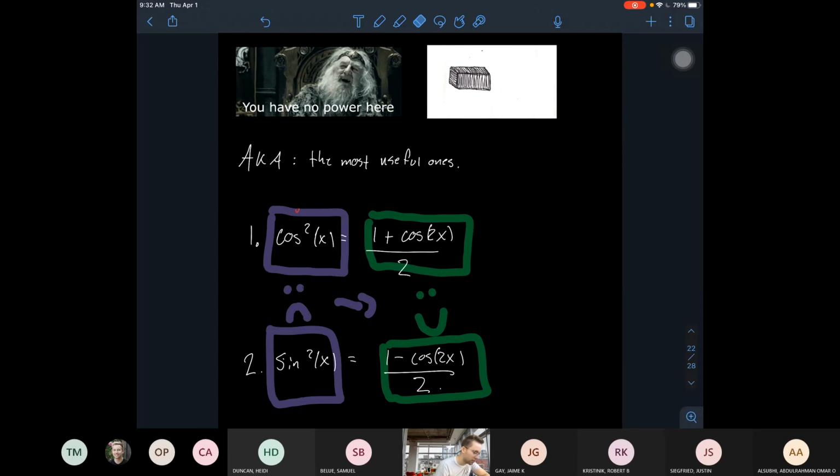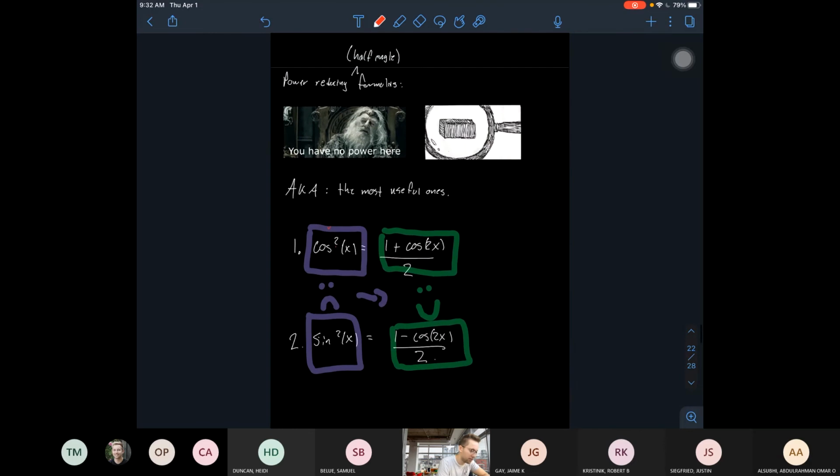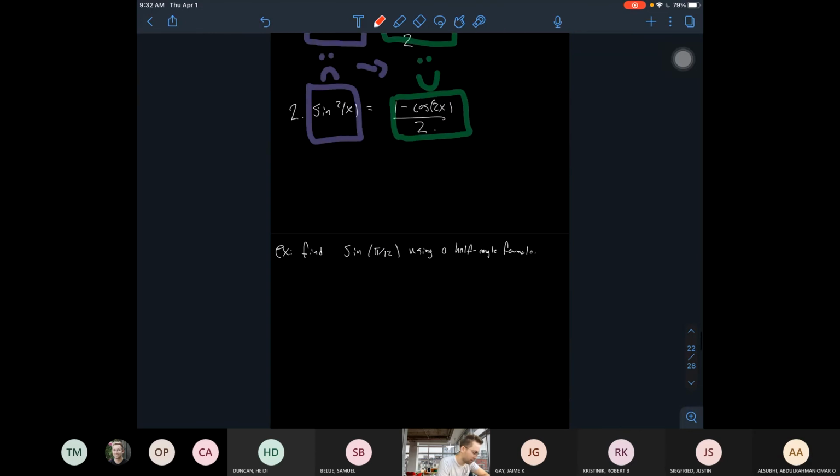Okay, so why do we call them power reducing? We call them power reducing because the original power here was 2, and in the expression on the right-hand side, we only have a power of 1. Okay, so hopefully you guys are convinced that these are awesome.